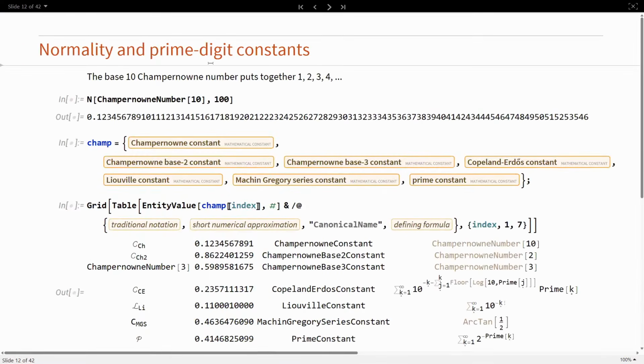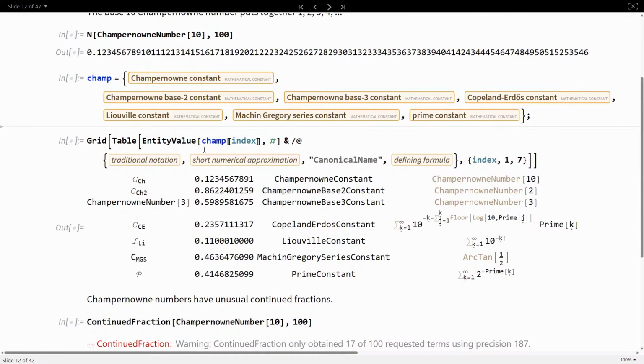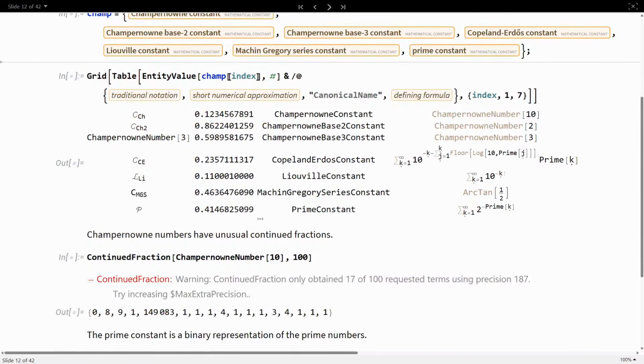The Champernowne numbers string together digits. For example, for base 10, it's 1, 2, 3, 4, 5, 6, 7, 8, 9, 10, 11, 12. These are the numbers in base 10 all jammed together as a decimal. And the different Champernowne constants here use different bases. And we can make a grid of the values of these.